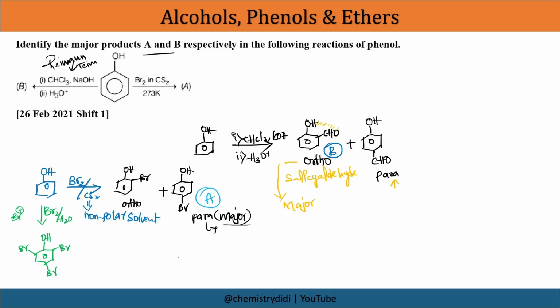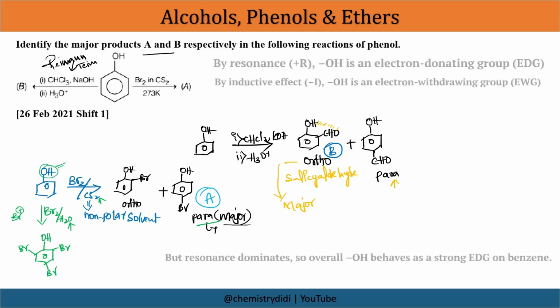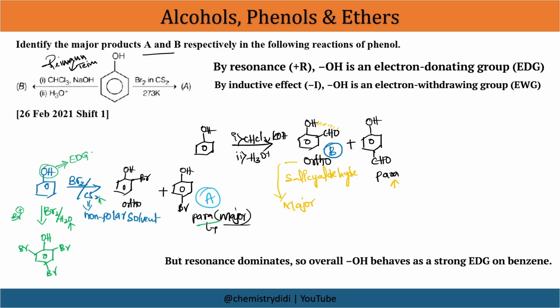You need to know that if they give a non-polar solvent, we'll get two products, one ortho and one para, and para will be the major one. And if they give polar solvents like water, the bromine gets substituted over all the ortho and para positions, because this OH is an electron donating group. Generally, electron donating groups are ortho para directing groups. That's why it is not getting substituted over the meta position. I hope you already knew that.